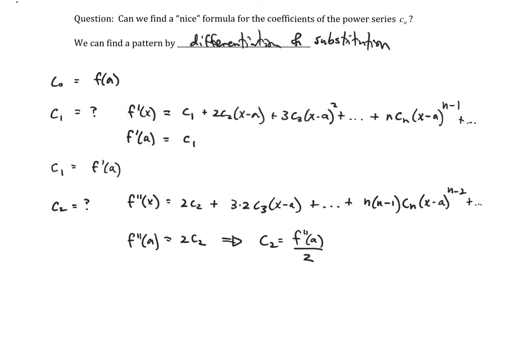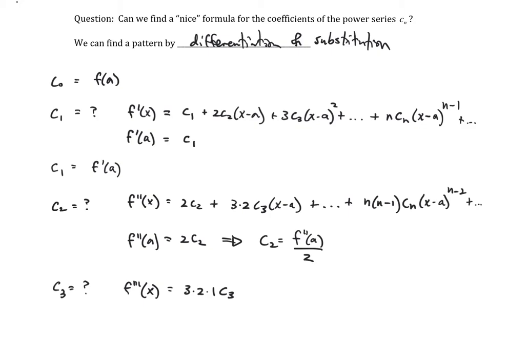Okay, so let's try to find C3 now. So C3 is what? Well, I'm going to take the third derivative of f. So when I take the third derivative of f, what do I get? This first constant term is going to disappear. What remains when I take the derivative of the second term, and watch how I write this, this is going to look a little bit weird, is 3 times 2 times 1 times C3.